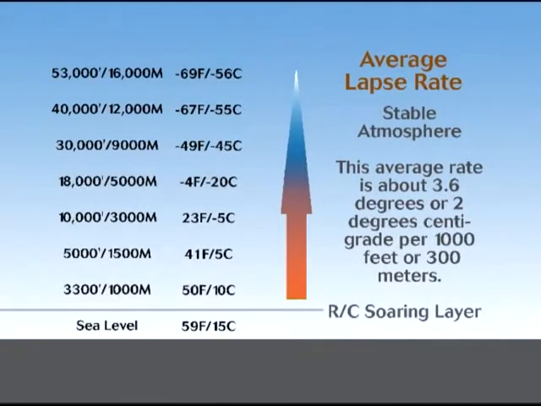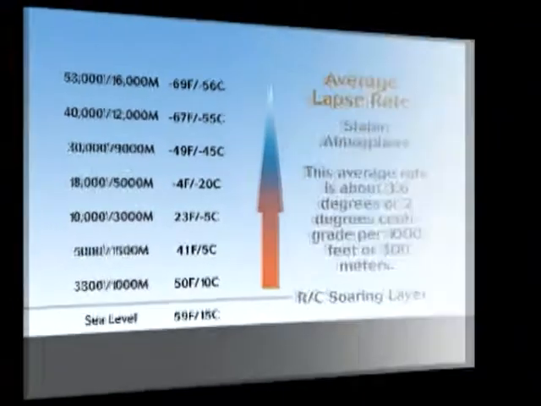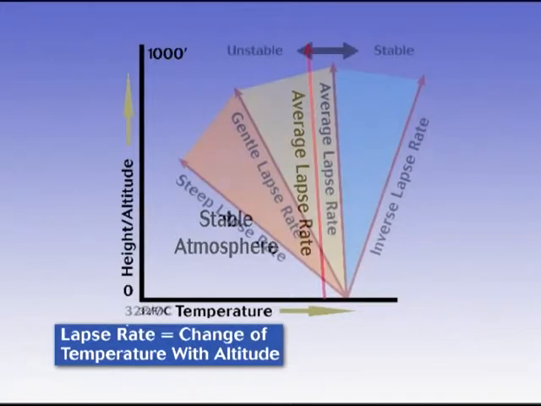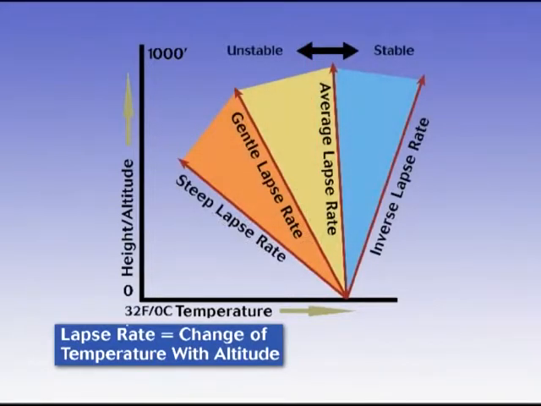As you saw earlier, the standard lapse rate, or average change in temperature with altitude, averages about 3.6 degrees per thousand feet. At this rate, the atmosphere is considered stable, a state which inhibits any vertical air motions either up or down. In reality, the atmosphere's lapse rate is usually more or less than the average rate.